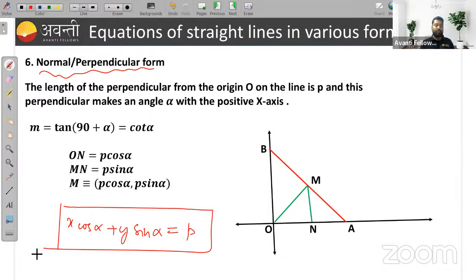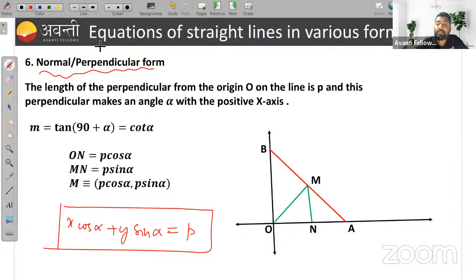Yes or no? x cos alpha plus y sin alpha, right? Is it or not, guys? Can you remember or not? Tell me. Again, this is the normal or perpendicular form of a line.